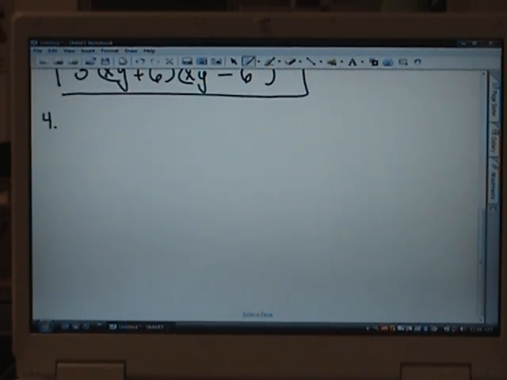Number 4. 4x squared y squared minus 12xy plus 9. Now, this problem is easiest if you recognize this as a trinomial square. Is it a trinomial square? Yeah. What's the square root of 4? 2. What's the square root of 9? 3. 2 times 3 is 6.